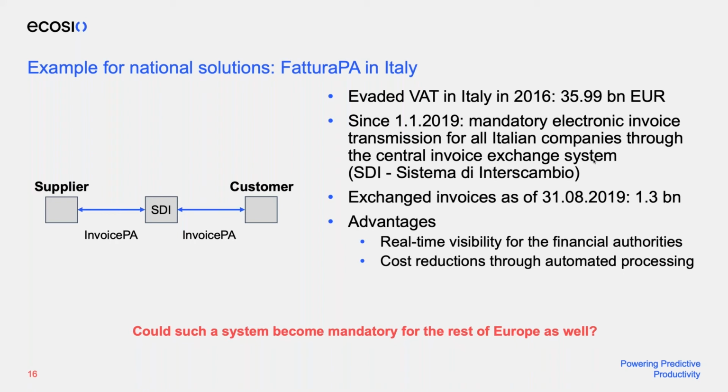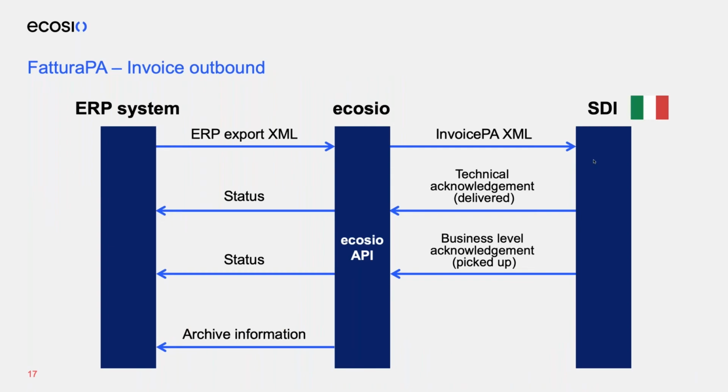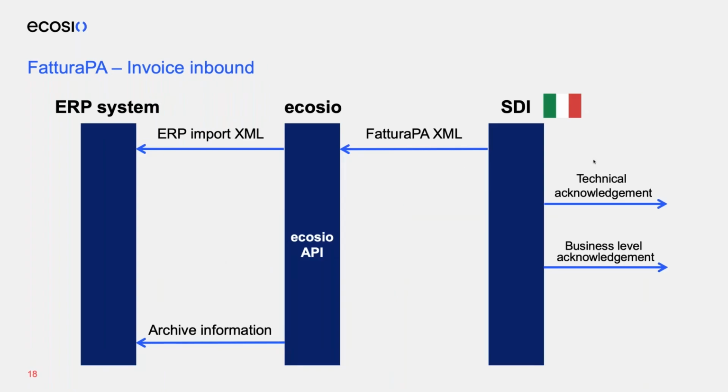So how does such a communication look like? An ERP system sends, for instance, an ERP export format to a service provider such as Ecosio, who converts the file and then forwards it to the SDI system. There are two types of acknowledgements being returned, the technical acknowledgement as well as a business level acknowledgement, and archive information can also be fetched from the service provider then. As the system is mandatory in both directions, I am required to send and I am also required to receive. The system also works in the other direction.